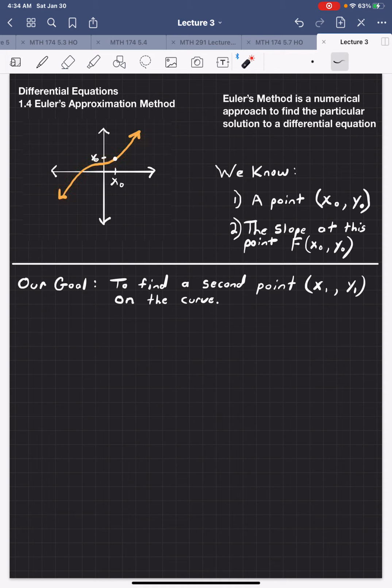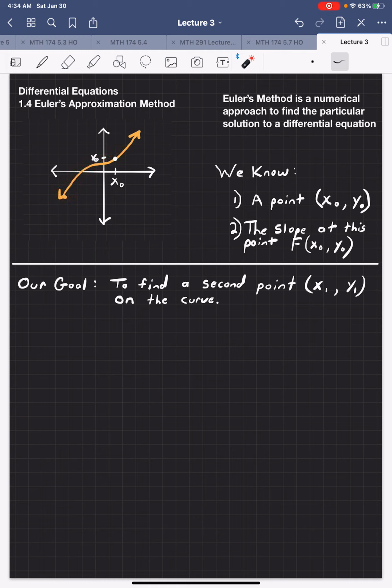Now, Euler was willing to accept some error, okay, using this approximation method. But the goal was for Euler to approximate this solution, right? This orange curve.